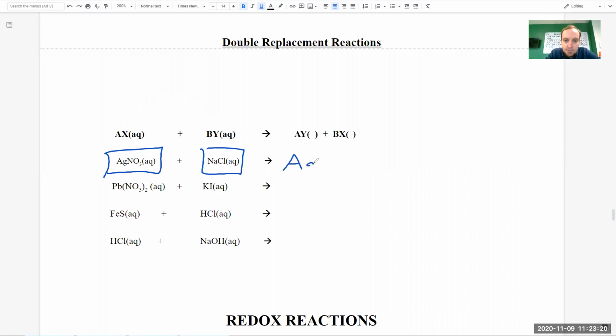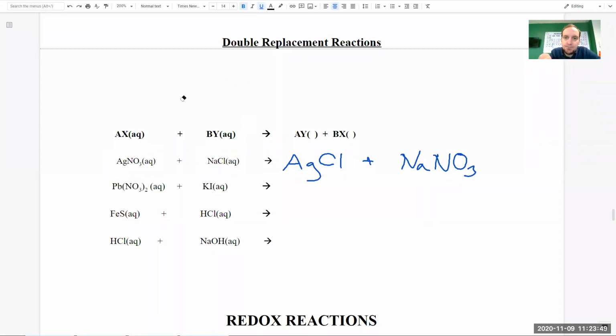So I'm going to be left with silver, not nitrate, but chloride. Then our sodium is going to get the other non-metal, NO3. Notice we still have metal first, non-metal, non-metal. I kept that organization, right? Metals always go first, followed by the non-metals. So let's just double check to make sure these are right. Silver is a +1, chlorine is a -1, so those cancel out. That is correct, AgCl.